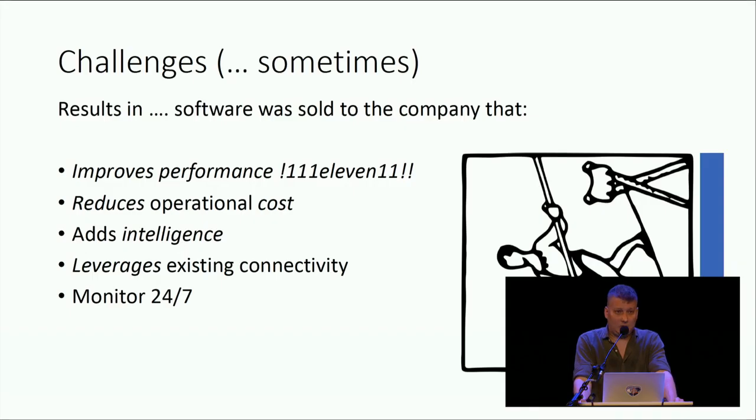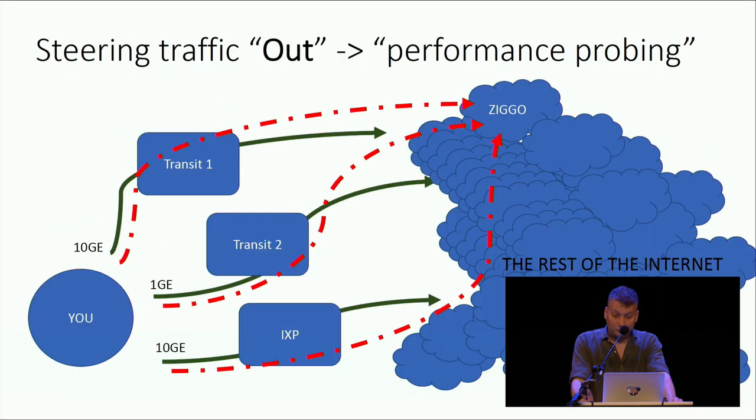And this may lead to tilted situations, because if you're in a situation where circuits are constrained, prices are high, and you don't really have 24/7 staff to take care of things, if you run into a sales person that promises they will improve performance, reduce cost, add intelligence, leverage existing connectivity, and monitor all of this 24/7, you'd be a fool to say, no, I don't want that.